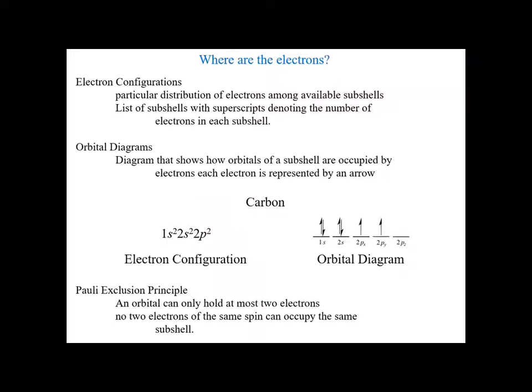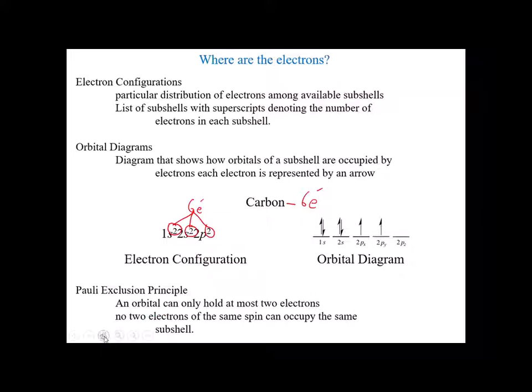Carbon here has 6 electrons. It's element number 6, so a neutral carbon has 6 electrons. What I want to point out is that when I add up the superscripts here, I get 6 electrons. The orbital diagram also shows me 6. There's 2 here, 2 there, that's 4, plus 2 is 6 total. The difference is mainly in the p.